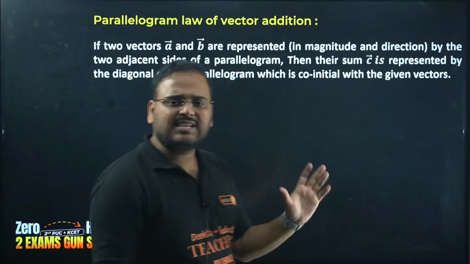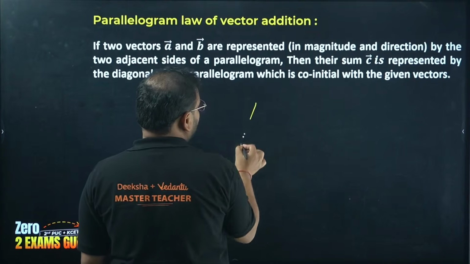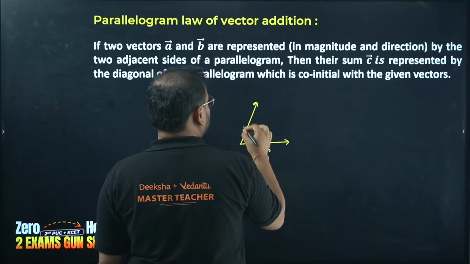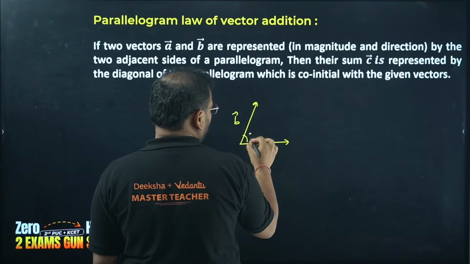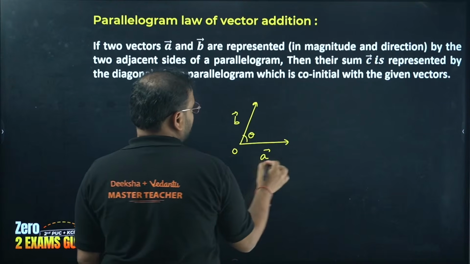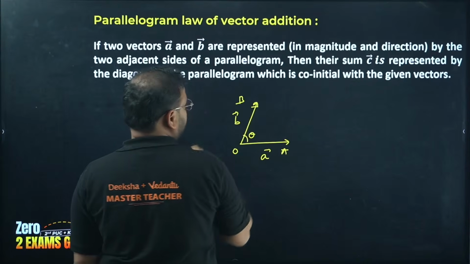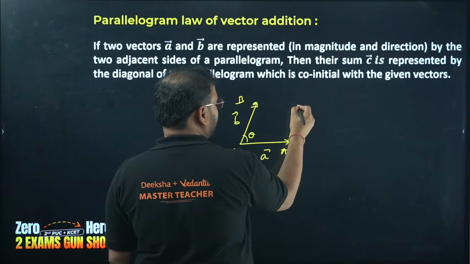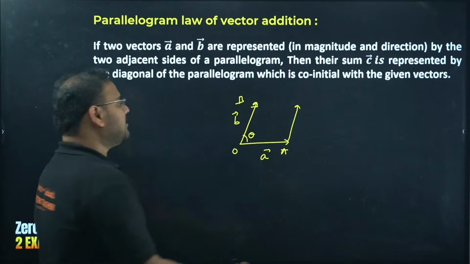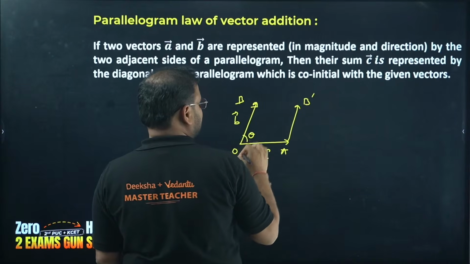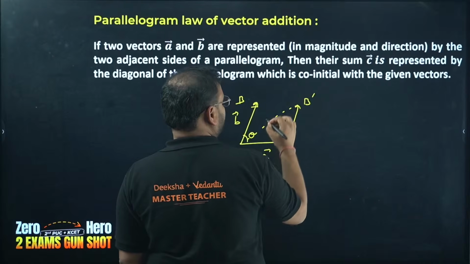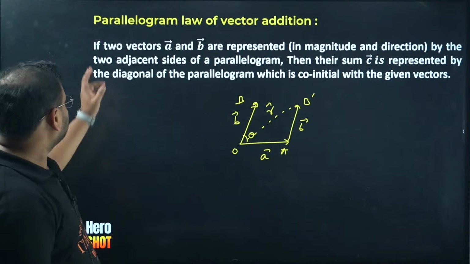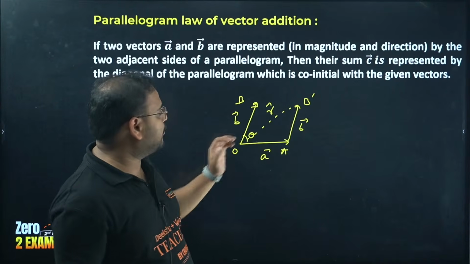Parallelogram law of vector addition, same concept. In this case, you have vector A and vector B, with some angle theta between them. Let's say this is point O, A, and point B. What we do here is localize the vector OB parallelly in the same plane. I can write this as OB dash. Then if you join these two, this will be your vector R. Basically, the diagonal of the parallelogram will be your resulting vector.